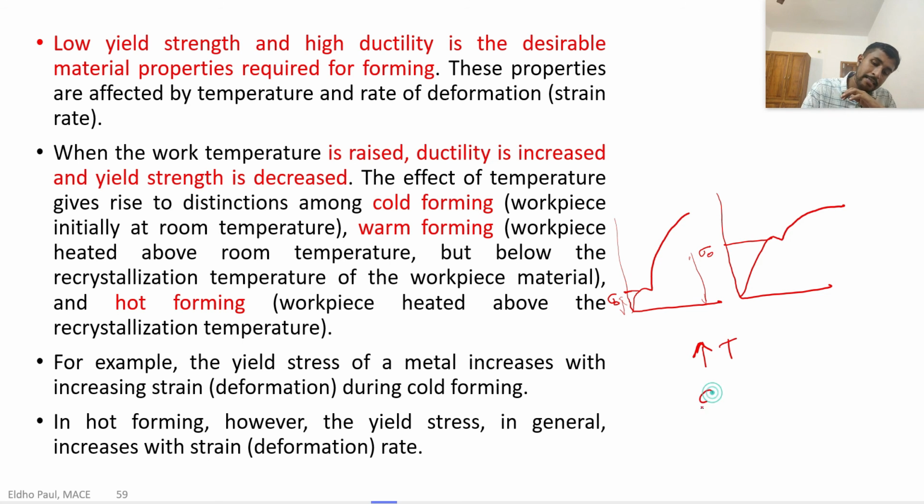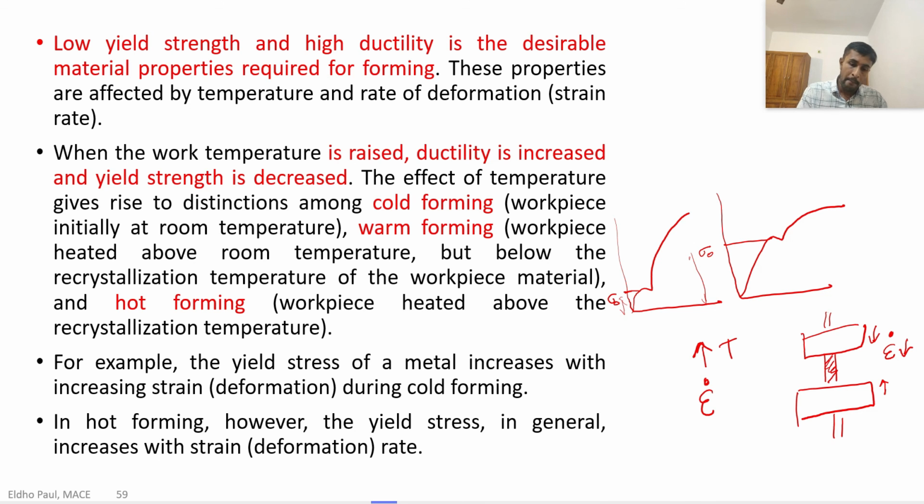Another important factor is the strain rate. For example, we can do deformation of a particular material by a forging operation. This is my material. I very slowly apply a compressive force onto this material. At that time, the strain rate is very low. But when I do the deformation by hammering, I am hammering on this object. Hammering means we apply the force at a very high speed, so the strain rate will be much higher in the case of hammering. Okay.